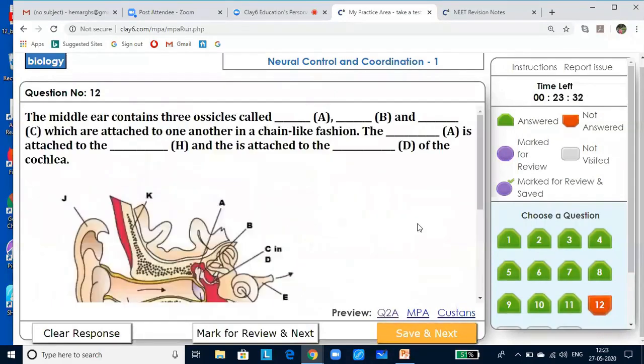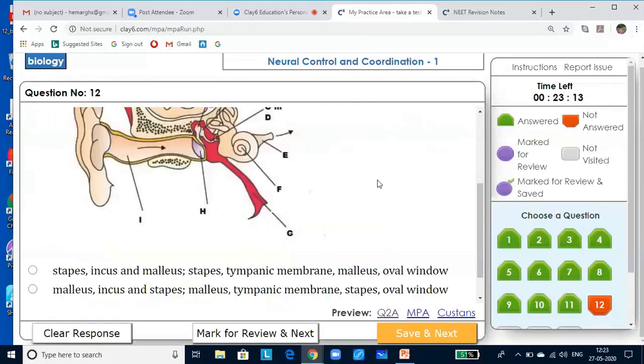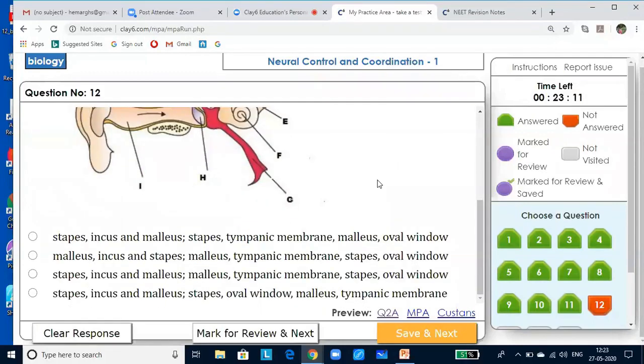The middle ear contains three ossicles called malleus, incus and stapes, which are attached to one another in a chain-like fashion. The malleus is attached to the tympanic membrane and it is attached to the stapes, which connects to the oval window of the cochlea. So it could be malleus, incus and stapes. Malleus to the tympanic membrane, stapes and oval window.